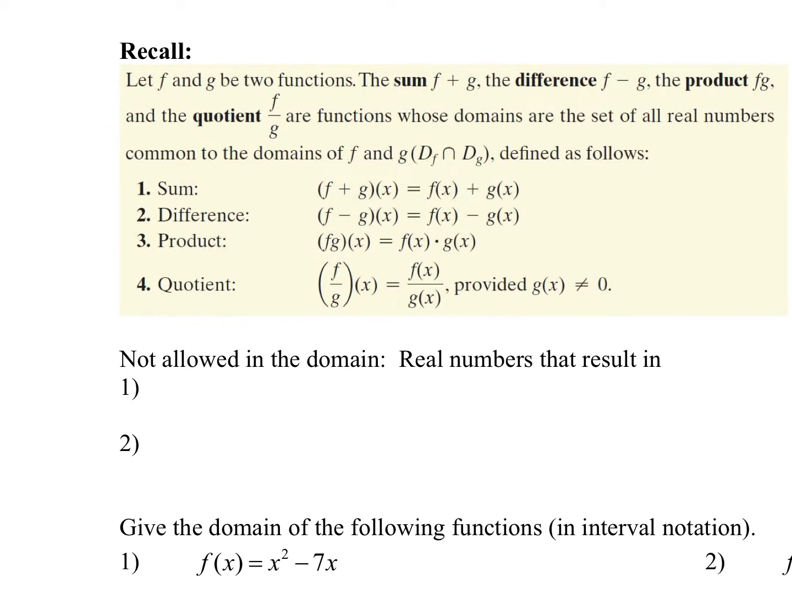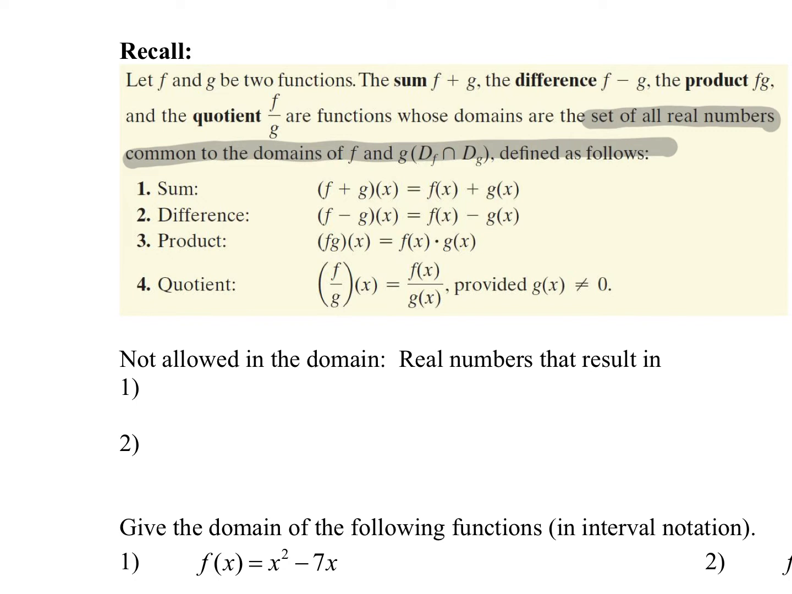So, if we have two functions we'll call f and g, their sum, difference, product, and quotient are the functions whose domains are the set of all real numbers common to the domains of both functions. So the big issue here, the thing we need to really pay attention to, is the domain of these functions, right? Where do things go wrong?